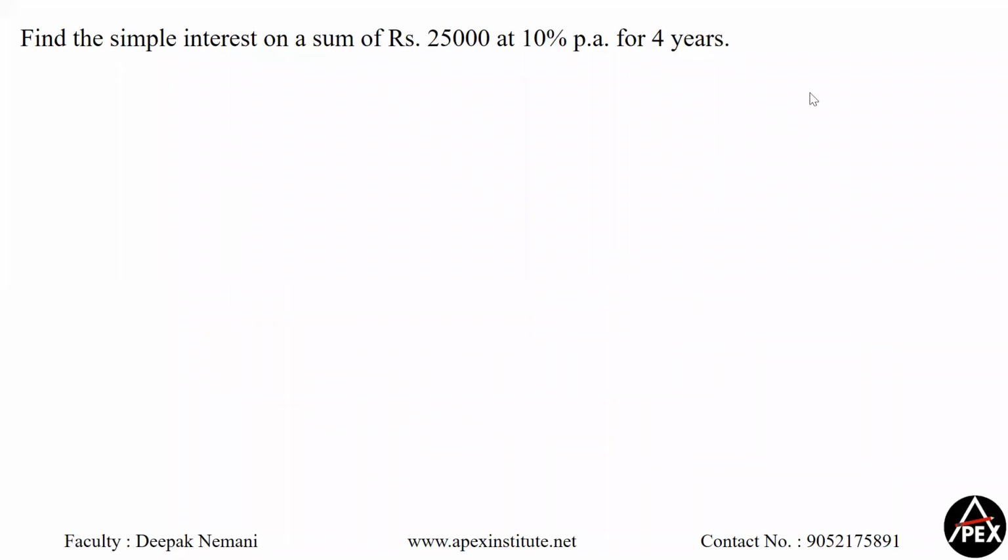So the answer should be 10,000, I believe. Simple question, isn't it? Find the simple interest on a sum of 25,000 at 10% per annum for 4 years. We are asked to calculate simple interest. We are given 25,000, which is the principal; 10%, which is the rate of interest; and 4 years, which is the time period. So we are given these three variables and you are asked to determine the fourth one.